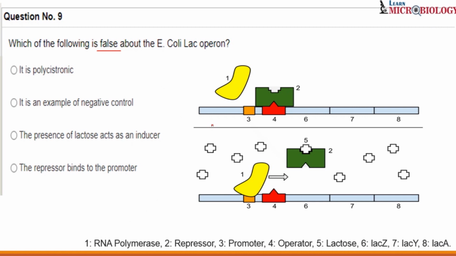So this is our lac operon, the blue color, the genes, and we can see there are 3 genes. This is number 6, this is number 7, and this is number 8. These are nothing but our 3 genes LAC-Z, LAC-Y, and LAC-A, which are the structural genes, and hence we know it is polycistronic, because under one particular promoter we have 3 genes. So it is polycistronic.